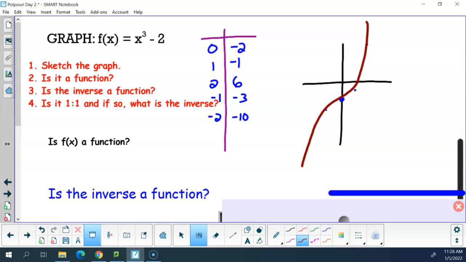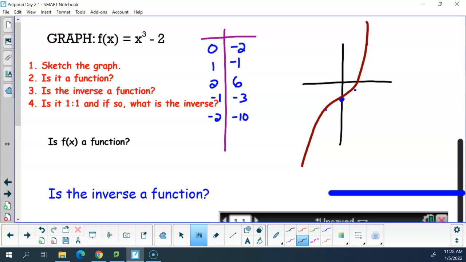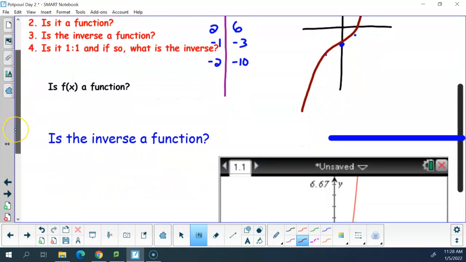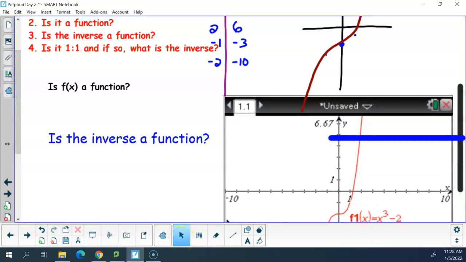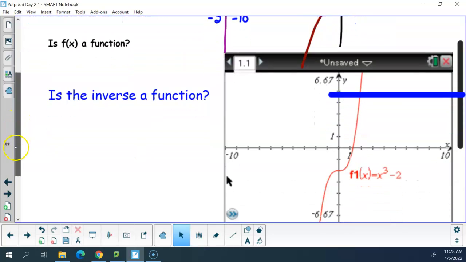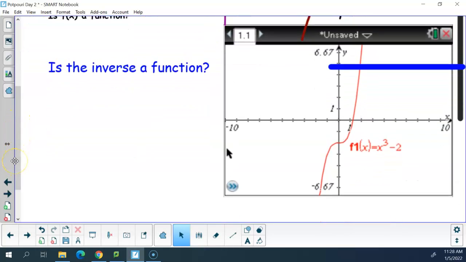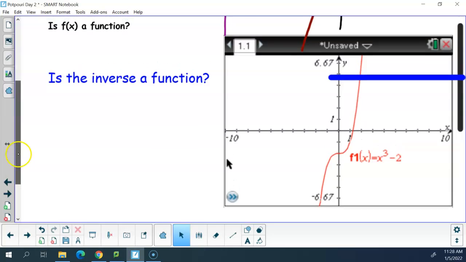Okay, so there's my sketch. Is it a function? Down here, I've got it actually graphed out. Let's look at the actual one, because then it's not a sketch. Function or not a function? It's a function. It never crosses, it doesn't ever come back on itself, right? So I would say that that's a function.